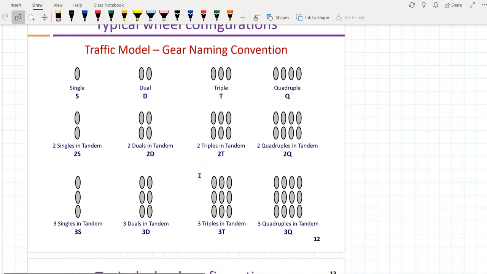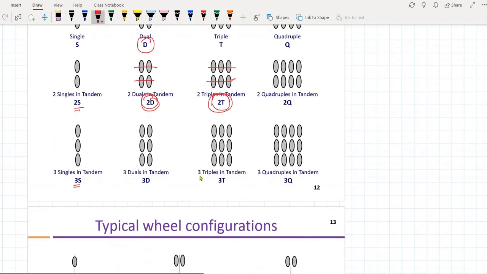Okay, if there are 2 single wheels, we call it 2S. If there are 3 single wheels, they are called 3S. If there is one row of 2 wheels, it is called dual, and if there are 2 rows, this is called 2D. Similarly, if there are 3 in one row, it's called triple, and if there are 2 rows, this is called 2T. So most of the time we will find this 2D or 2T. These are the most common, or maybe this one also. So these are the common three types we are going to encounter in our problems.